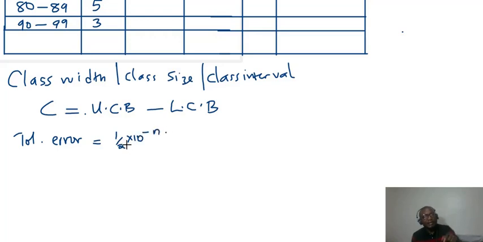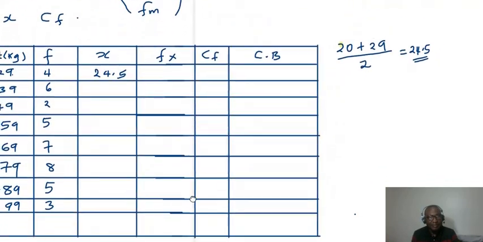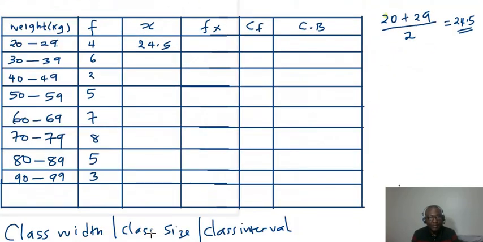For us this time we don't have the number of decimal places, we have 0. So this is going to be a half times 10 power 0. And finally, we shall be adding 0.5 on the upper limit and taking away 0.5 from the lower limit as we get back here in the table. So we now need to get here the class boundaries. Take away 0.5, which is determined by the tolerance error.